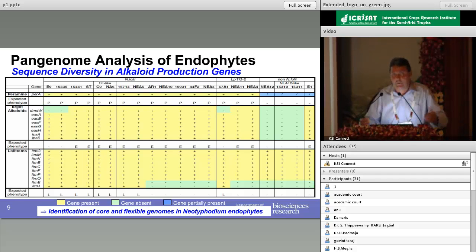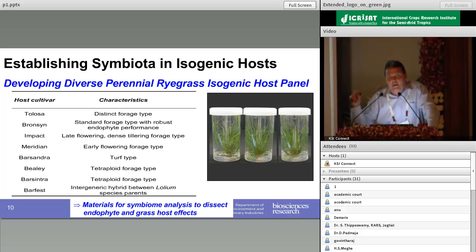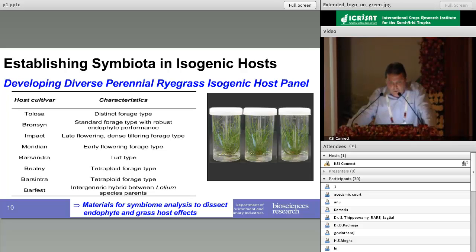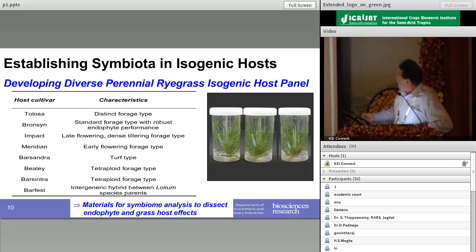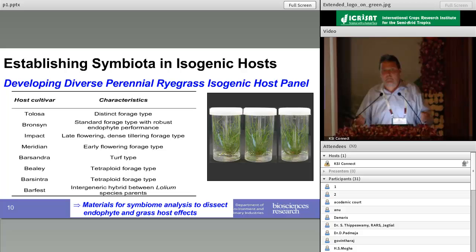Now, how can we characterize these endophytes over time, also dissecting the effect of the genotype of the endophyte and the effect of the genotype of the host plant? The way that we do that is we establish a diverse panel of isogenic hosts from a range of varieties and cultivars that correspond to very different types of perennial ryegrass hosts, and we can immortalize those individual host genotypes so that we can then inoculate them over time with a range of endophytes and compare them side by side.